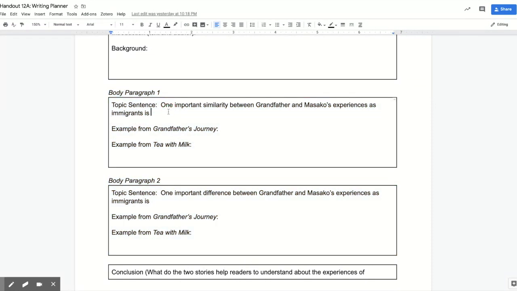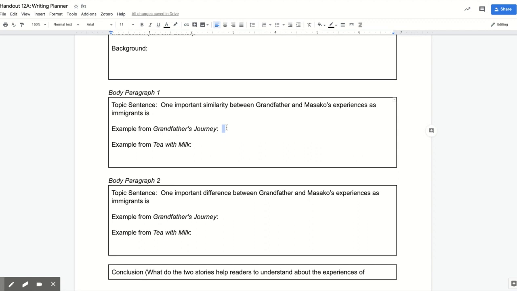So I gave you the sentence starter for your topic statement for both. So for body paragraph 1, I want you to answer the question about what is similar between Grandfather and Masako's immigration experiences. And so the sentence starter is, one important similarity between Grandfather and Masako's experiences as immigrants is blank. So all you need to do is type that here, okay?